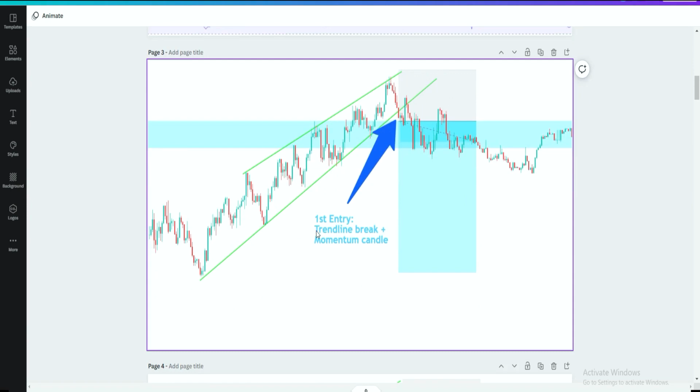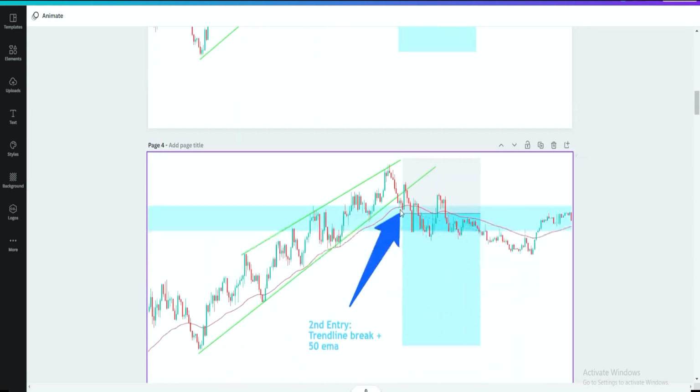First entry would be the trend line break with a momentum candle in this scenario. So that would be our first potential entry right there at the end of that momentum candle, last 2 to 3 seconds. Not only is it showing us that it broke the diagonal support, but it's also showing us momentum. It's showing us, man, not only am I going to break this, I'm going to do it with style. I'm going to do it aggressively with power.